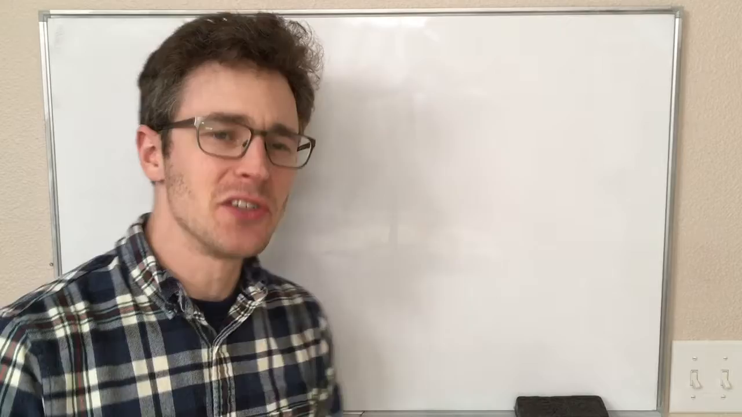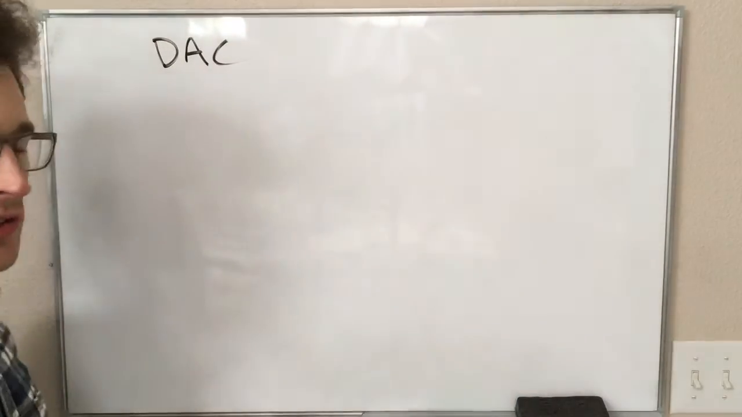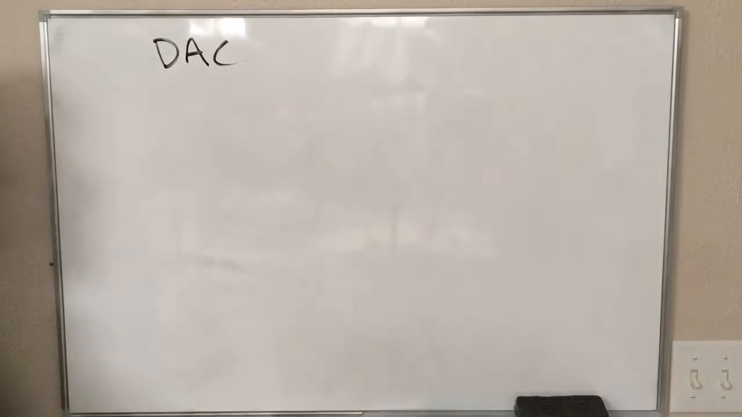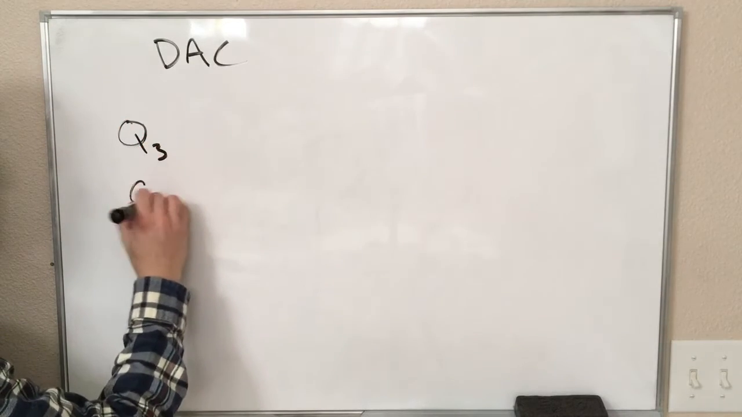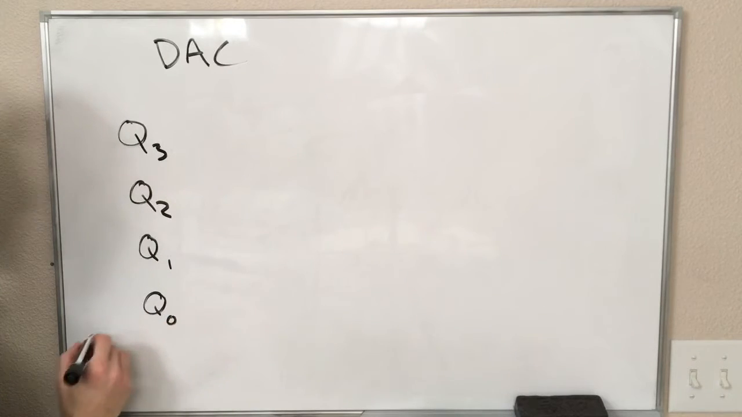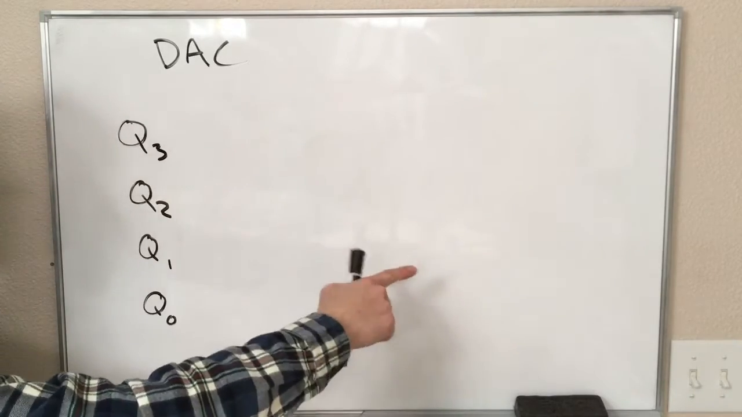All right, now let's talk about digital to analog conversion. So DAC can stand for digital to analog conversion or digital to analog converter. So sometimes DAC is used as a noun. So here we have some digital bits. Maybe this is a number stored on a counter. Maybe this is a number stored in some other flip-flop memory or something like that. And we want to turn this into an analog signal.